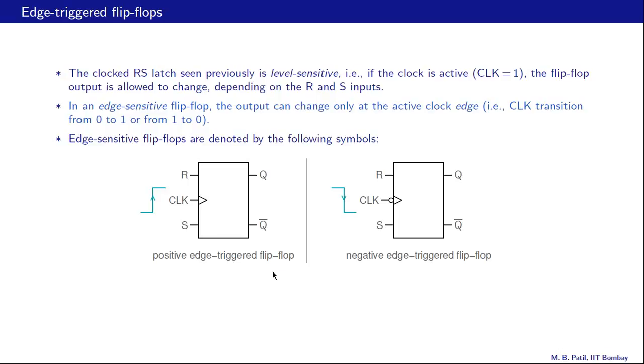Alright. Now the common feature of these symbols is this triangle. That triangle indicates that it's an edge triggered flip-flop. And whether it is a positive edge triggered flip-flop or a negative edge triggered flip-flop is indicated by this circle here. If we have a circle here, then that's a negative edge triggered flip-flop, and absence of the circle indicates that it is a positive edge triggered flip-flop. So from this symbol, we should be able to make out whether it's an edge triggered flip-flop, and if so, whether it is a positive or negative edge triggered flip-flop.